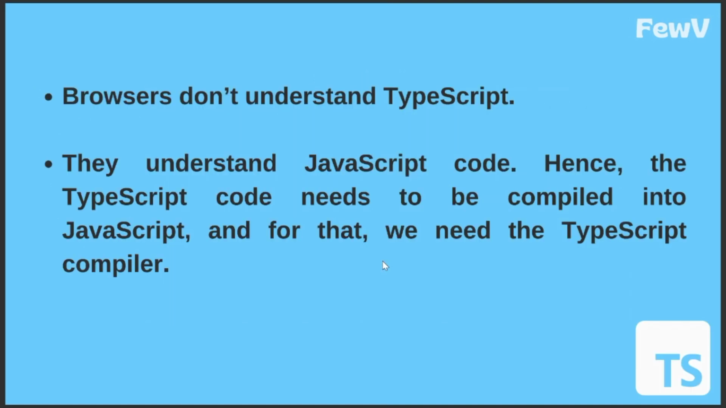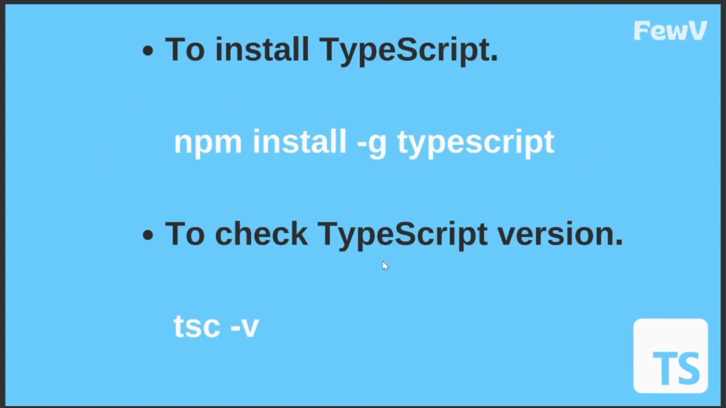As we have said earlier, TypeScript code has to be compiled into JavaScript code. So to compile it, we need a compiler. And for that, we have to install TypeScript on our system. Here we have two commands. To install TypeScript, we have npm install -g typescript. The -g flag means globally. We are installing TypeScript globally on our system. And to check the TypeScript version, we have another command, that is tsc -v.